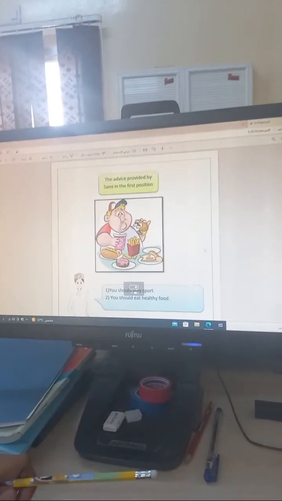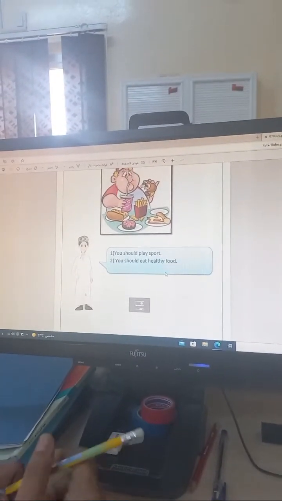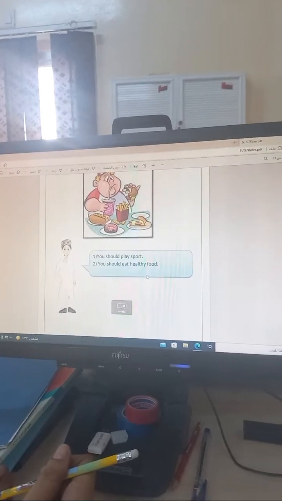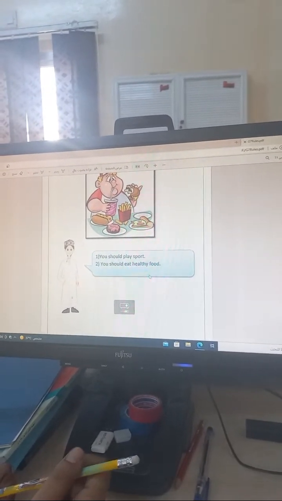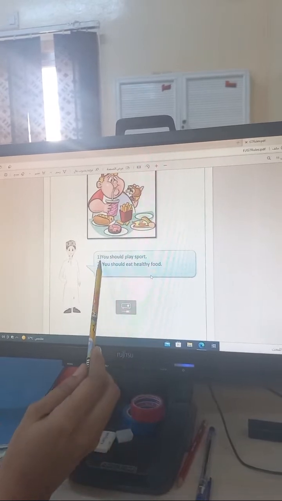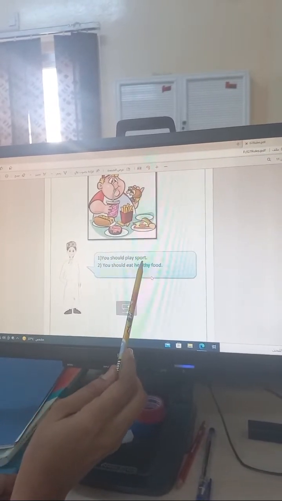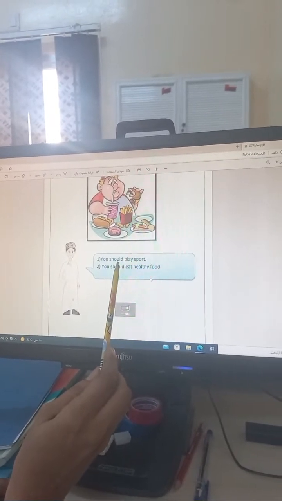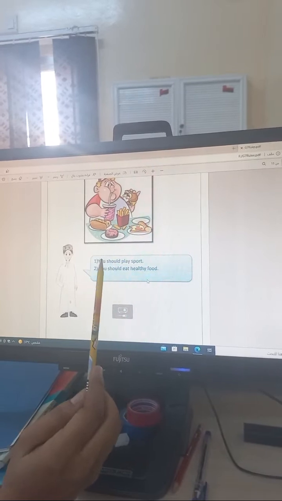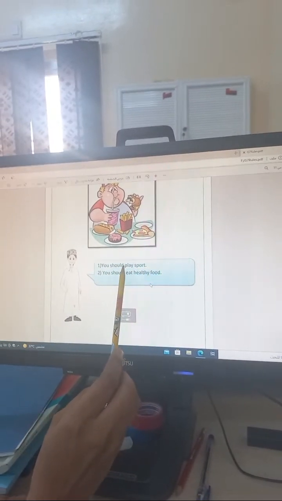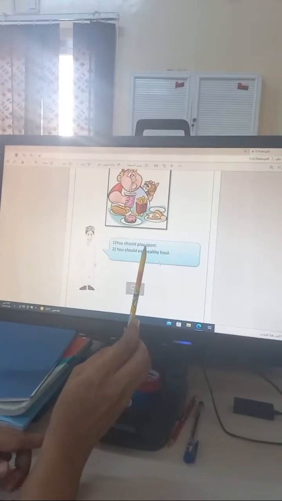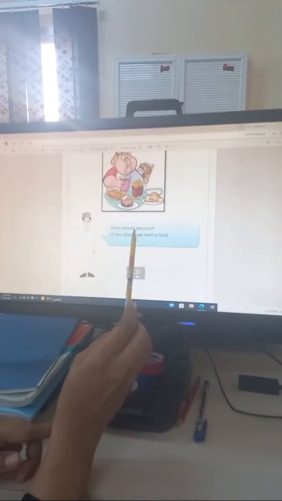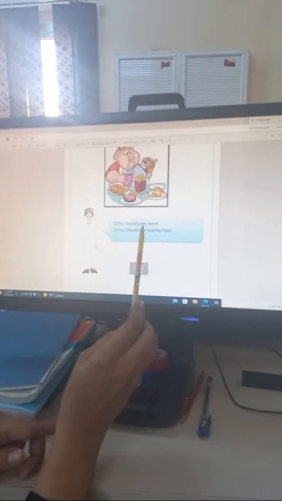What did he say? He said, you should play sport. You should eat healthy food. Look at the first one. You should play sport. Here I'm going to use should for advice. From 1 to 2, it's the same. Look at the verb after should. We have play and eat. We didn't add anything after should, we just have an infinitive verb.